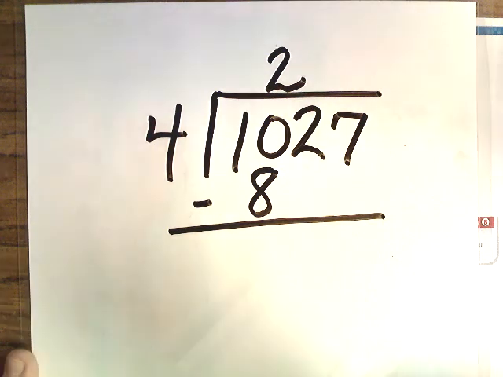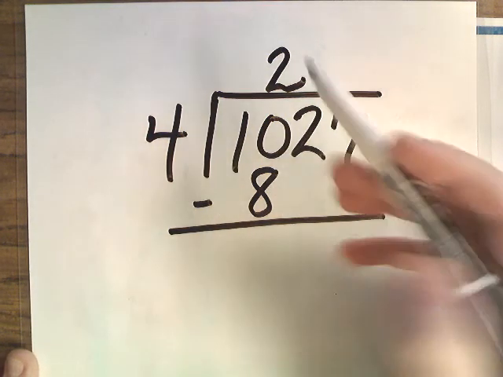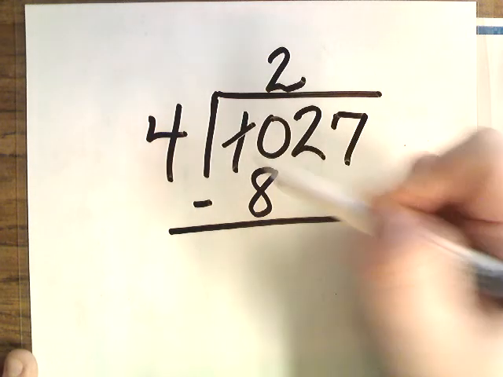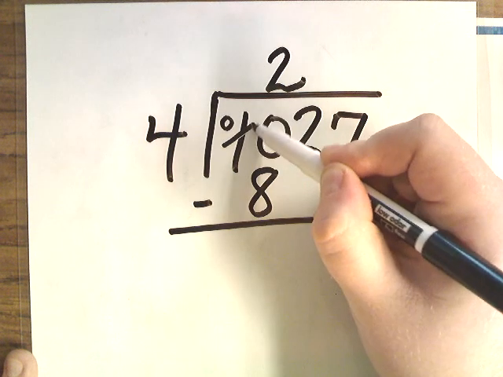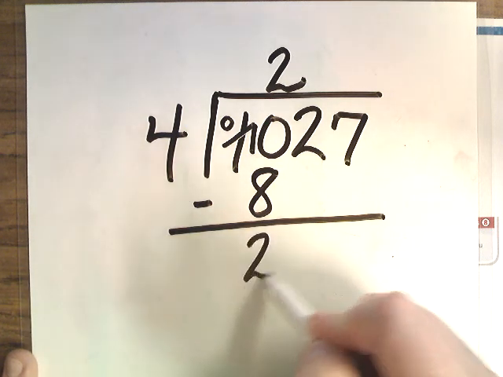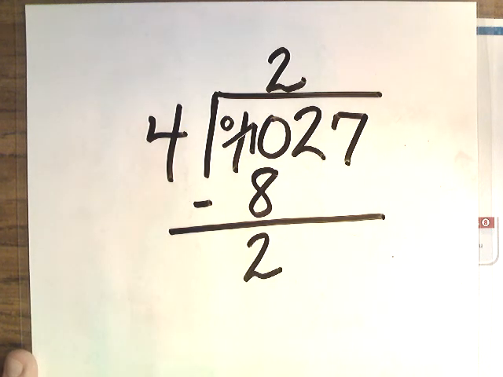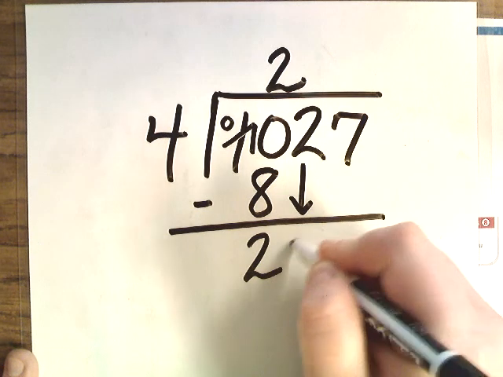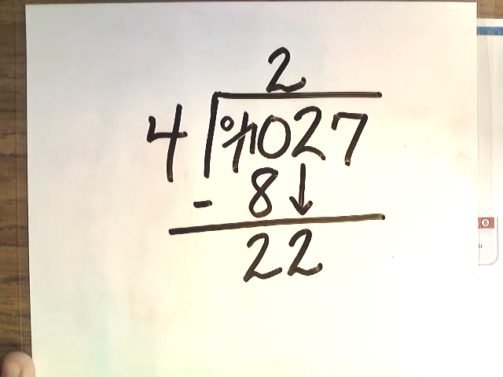Okay? And we're going to subtract. 0 cannot take away 8, so we borrow from the 1. This becomes 0. This becomes 10. 10 take away 8 is 2. And we bring down the 2. Okay, bring down the 2.